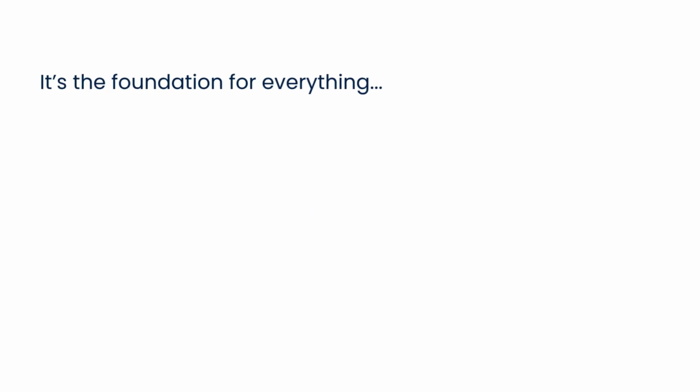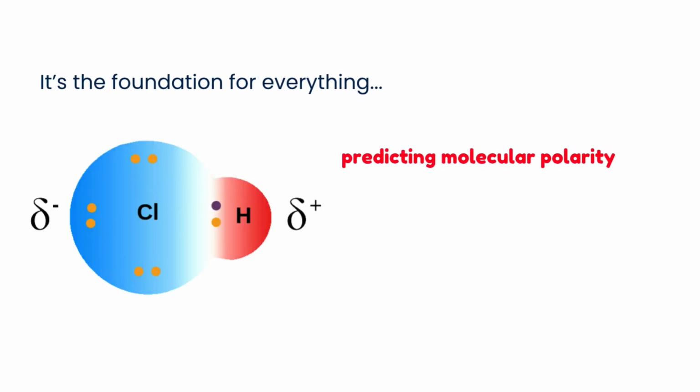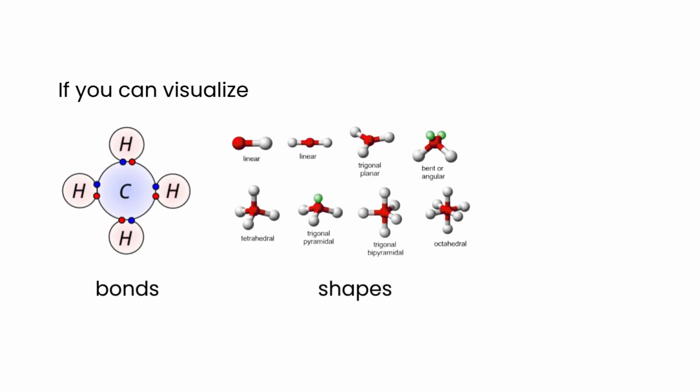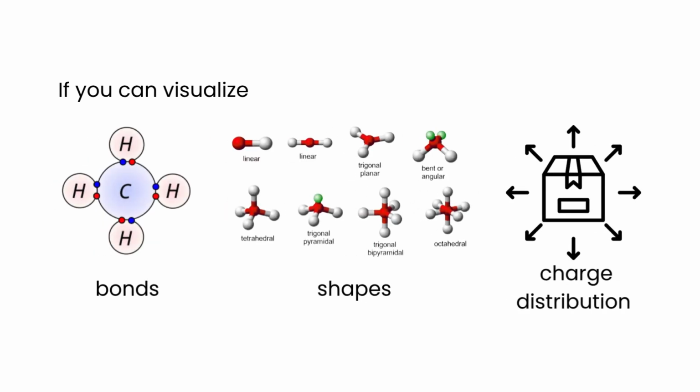Covalent bonding is more than just atoms sharing electrons. It's the foundation for everything, from predicting molecular polarity to understanding protein folding, intermolecular forces, and reactivity trends. If you can visualize bonds, shapes, and charge distribution, you'll recognize patterns instantly in MCAT passages. And that's how top scorers save time and avoid traps.